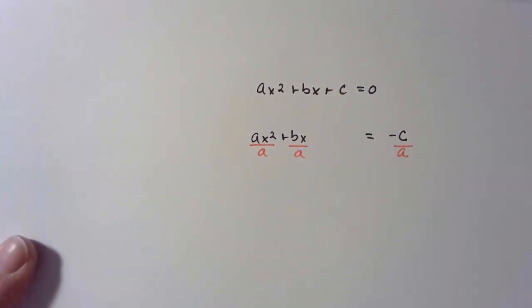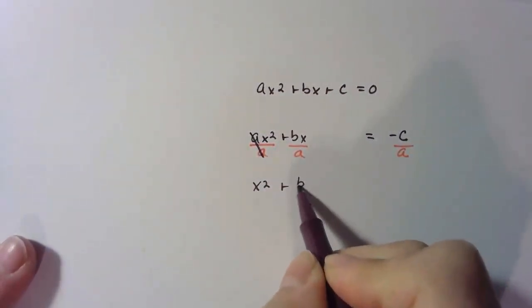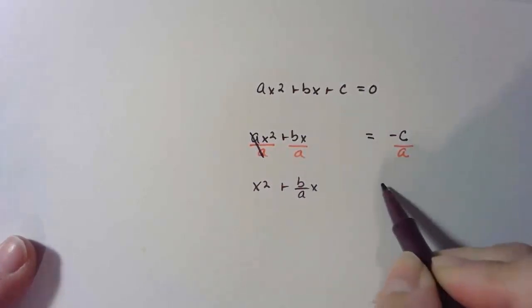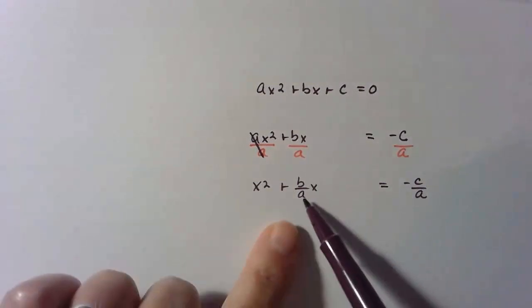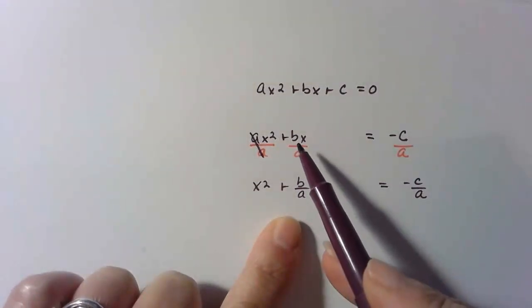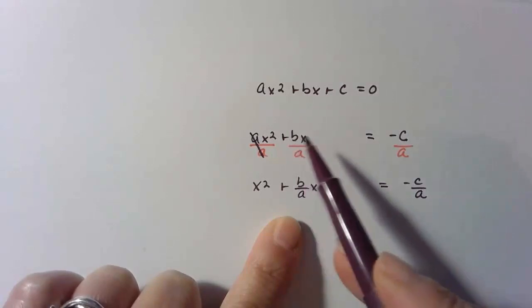Okay. And over here, the a's are going to cancel. So what we're left with is x squared plus b over a times x is equal to negative c over a. Now I'm just writing this in this form. This is the same thing as this. If I multiply b over a times x, I get bx over a.